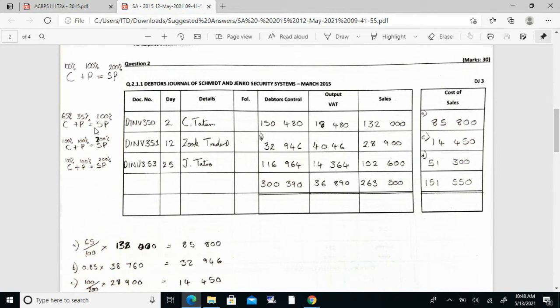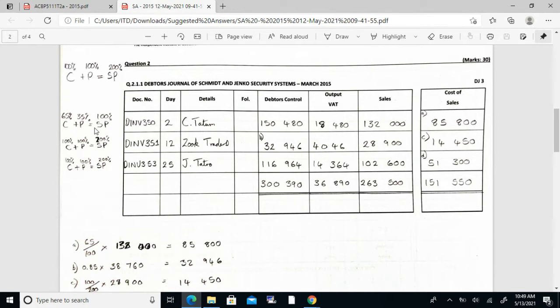Then on the 8th, it says cash sale of trading inventory, markup 100% on cost price. So that's going to go into your cash receipts journal. Then on the 12th, it says credit sale of trading inventory. The moment we see that, we know that should go into your debtors journal. And there you can see 38,700 less a 15% trade discount, 100% on the cost price.